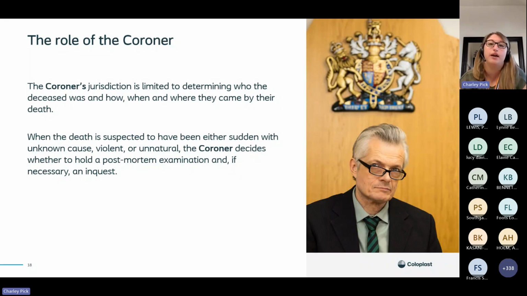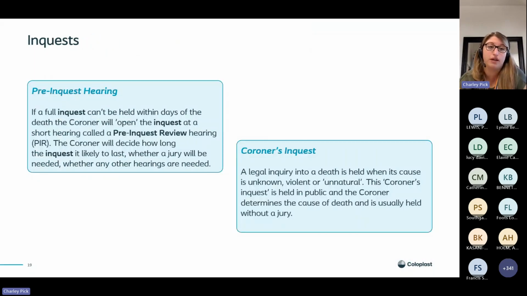So a personal story, my father-in-law sadly passed away a couple of years ago now, and it was an unexpected death. So my father-in-law did have a post-mortem examination to determine his cause of death, which was found to be natural causes, and therefore it didn't need to go to a further inquest. But had they found unnatural causes for my father-in-law's death, that would have then gone on to an inquest with the coroner.